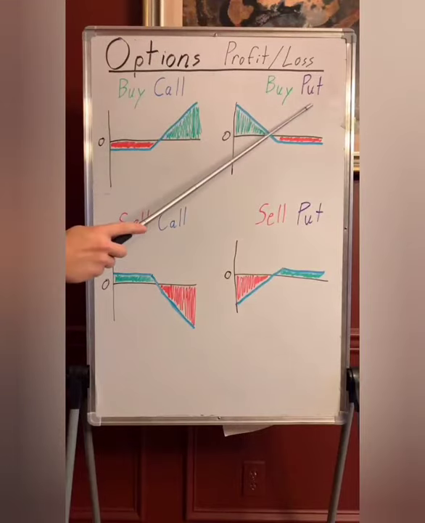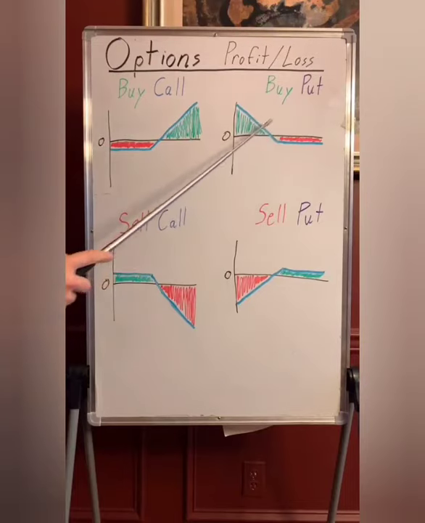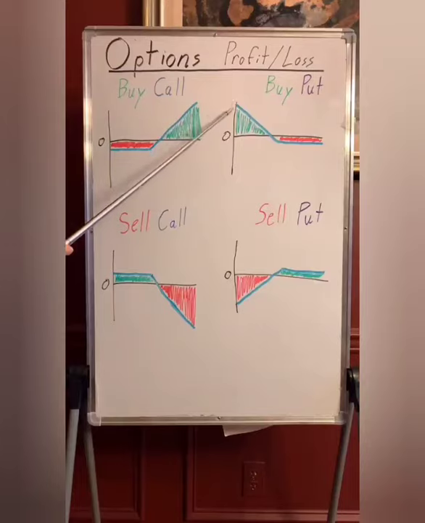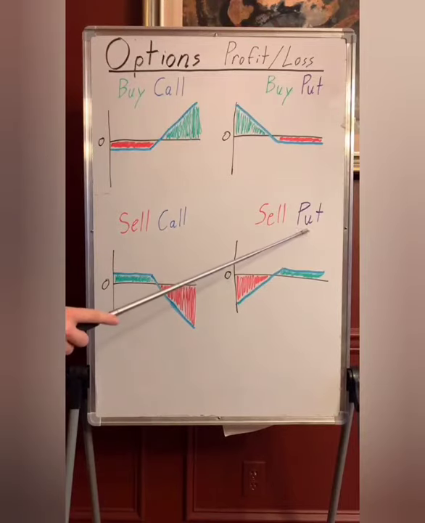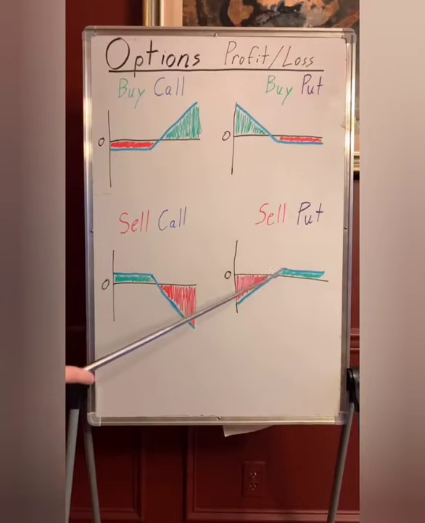Whenever you buy a put option, your max loss is the price that you paid for that put option, and although your gains can be very large, they are capped whenever the share price hits 0. This line means a share price of 0. Whenever you sell a call, your max gain is however much you sold that call for, and your losses are theoretically unlimited. Whenever you sell a put, your max gain is the price that you sold that put for, and your max loss, although it can be very large, is capped once the share price hits 0.